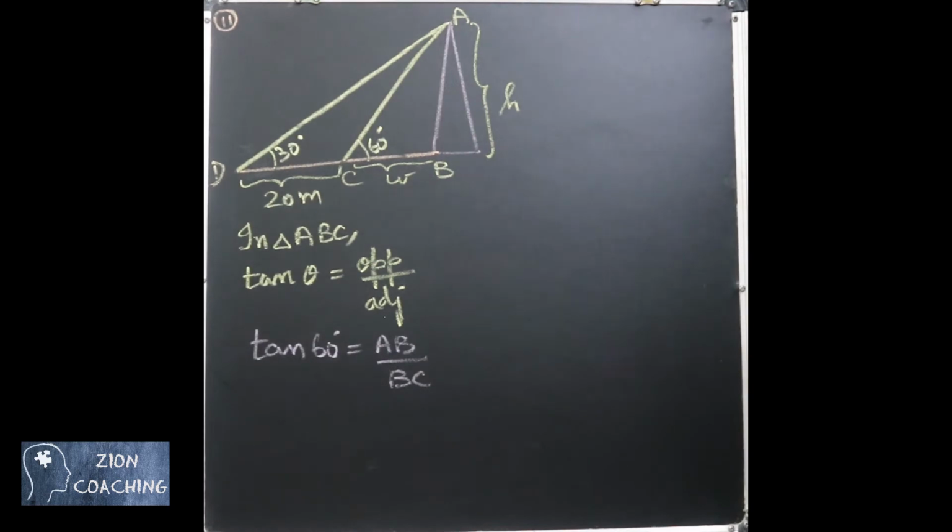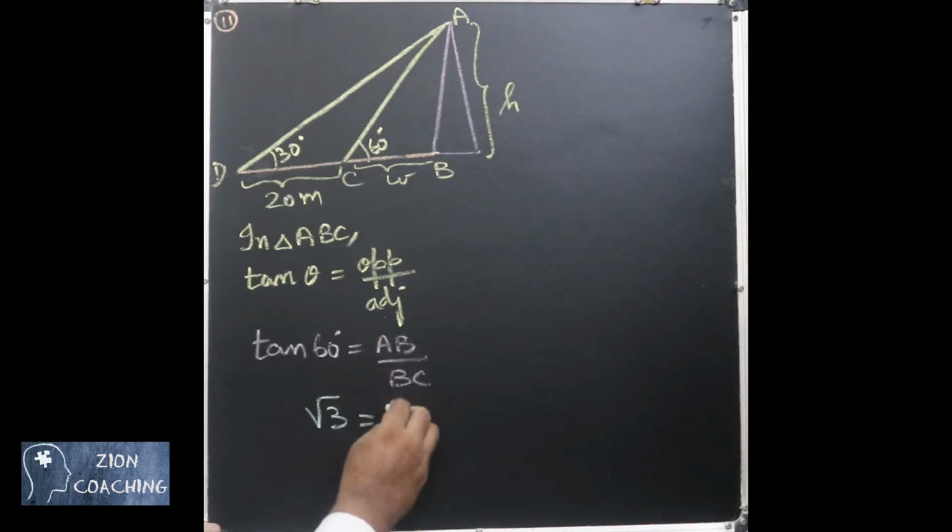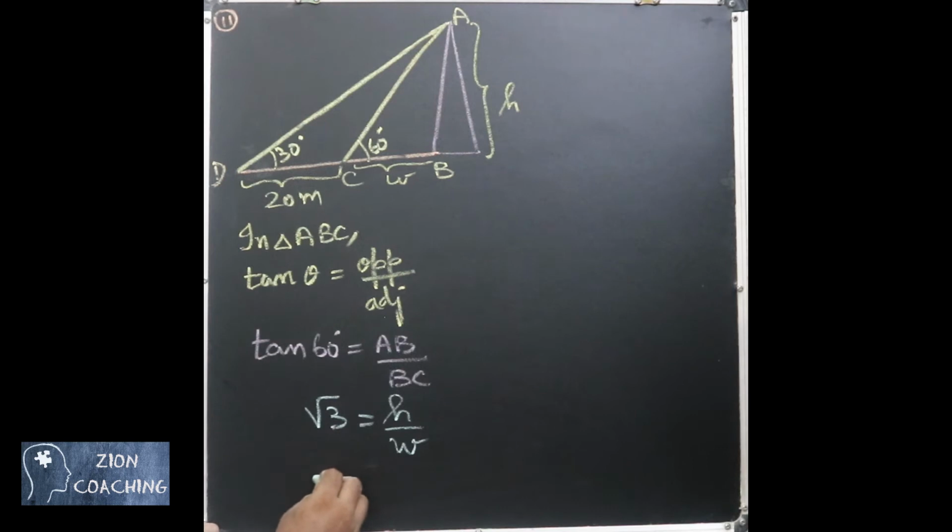Now tan 60 degree value is root 3. So we have root 3 equal to AB, that is the height of the TV tower, by BC, that is the width of the canal. Now taking this W to this side, we will have root 3 W equal to H. Keep this relationship.